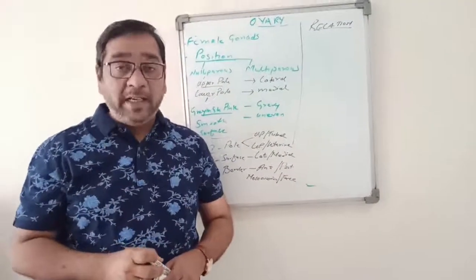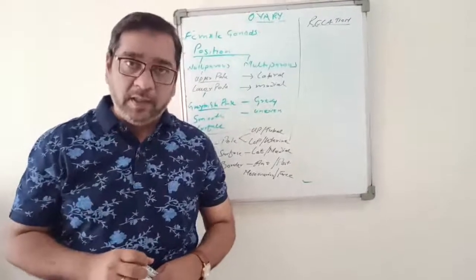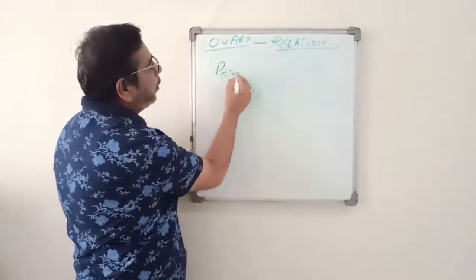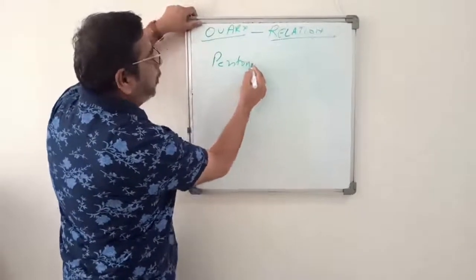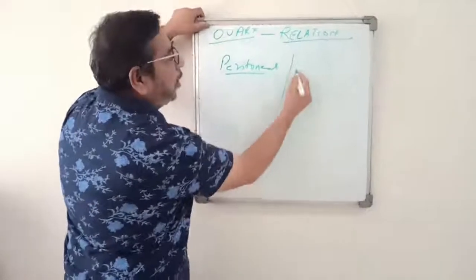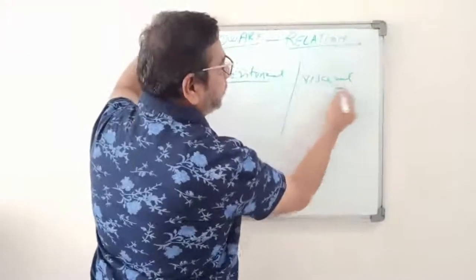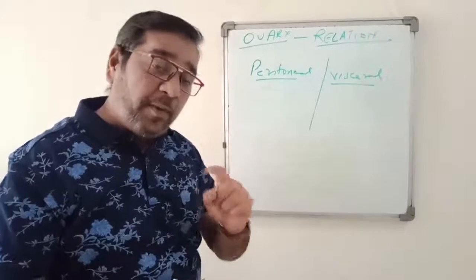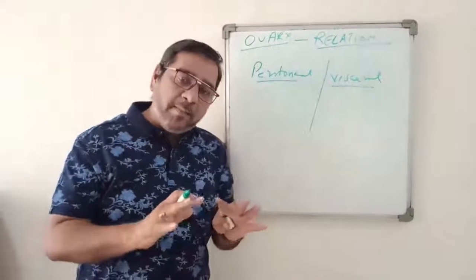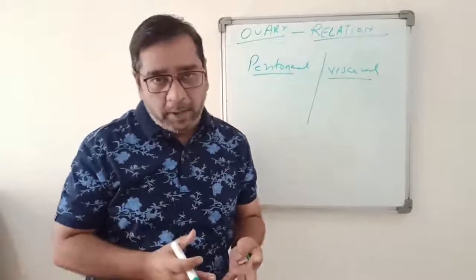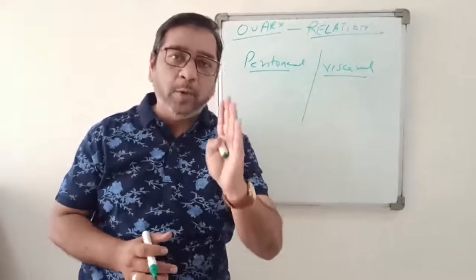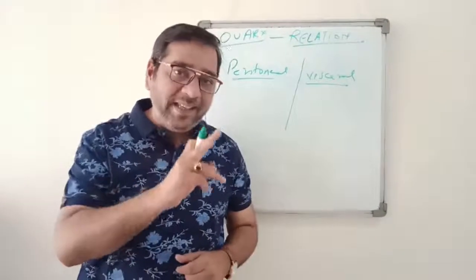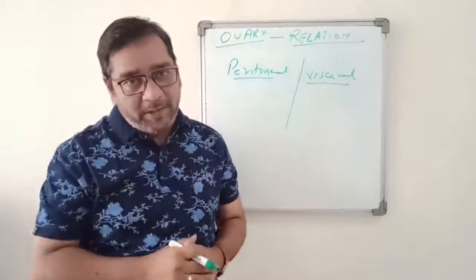Now we will understand the relations of the ovaries. The relations of the ovaries are divided basically into two parts. The first is the peritoneal relations, and the second is the visceral relations. In the peritoneal relations, it is very important to understand that the ovaries are totally covered by the peritoneum, except at the meso-ovarian border, that is the anterior border. On the meso-ovarian border lies the hilum of the ovary.